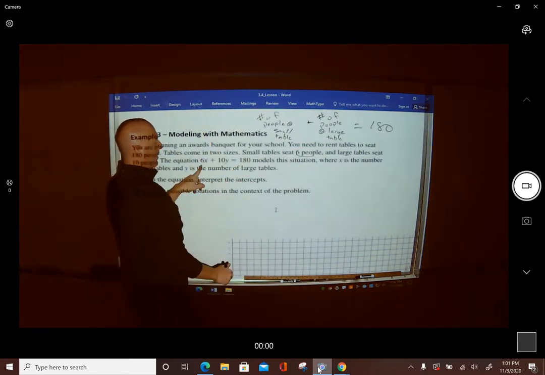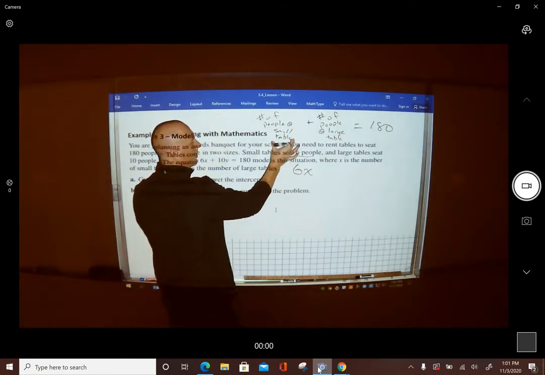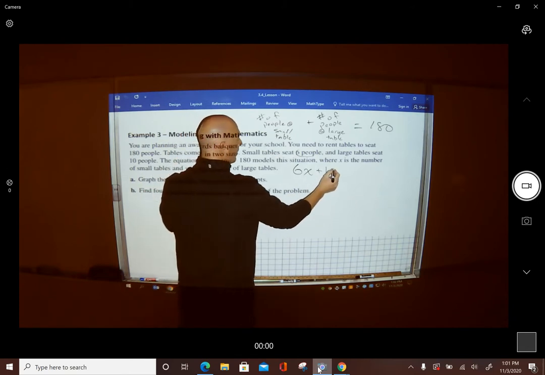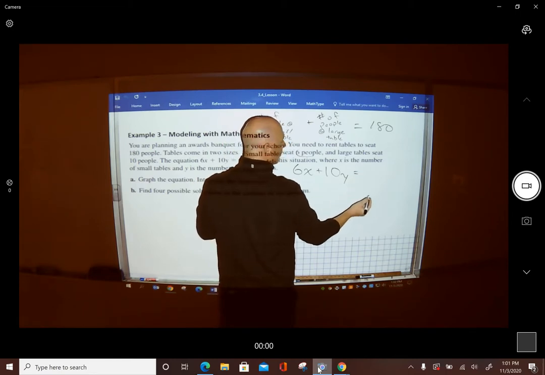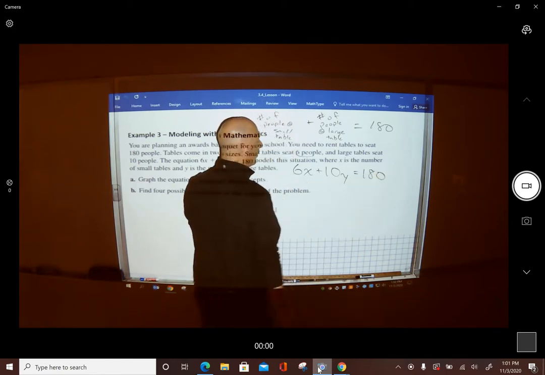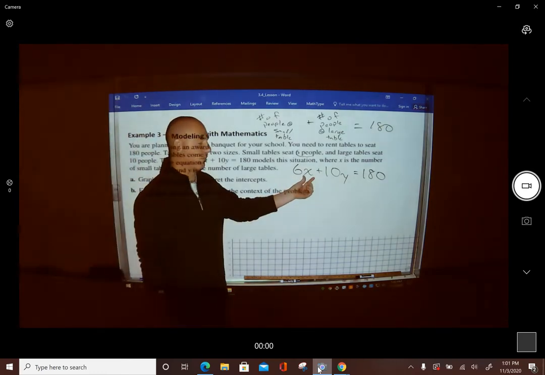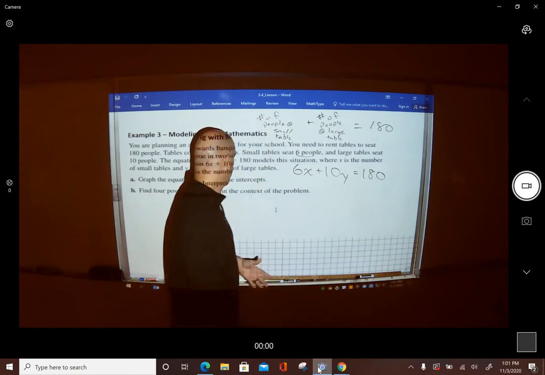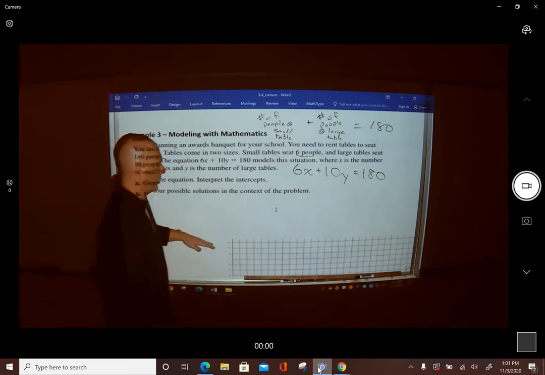So how do we get that? 6 times the number of small tables is the number of people sitting at the small tables, plus 10 times the number of large tables equals 180 total people. So now we know x must represent the number of small tables. y represents the number of large tables. Now we're going to graph the equation, interpret the intercepts, and find 4 possible solutions.